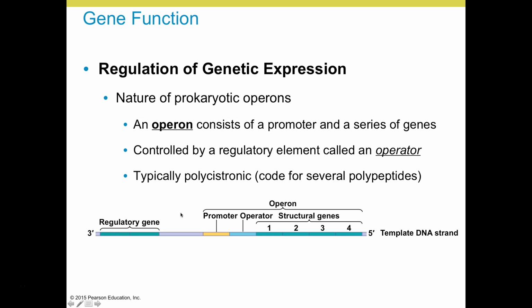I am going to continue with lecture 3. We are now in the regulation of genetic expression. Basically, what we have here is areas known as operons where your RNA polymerase will bind in order to start transcription of messenger RNA.